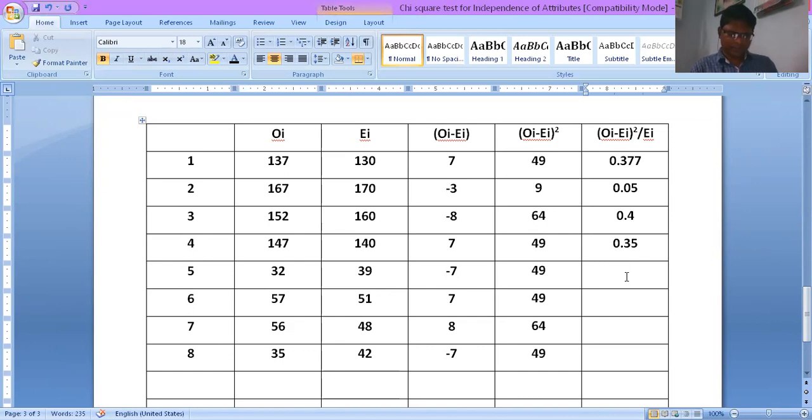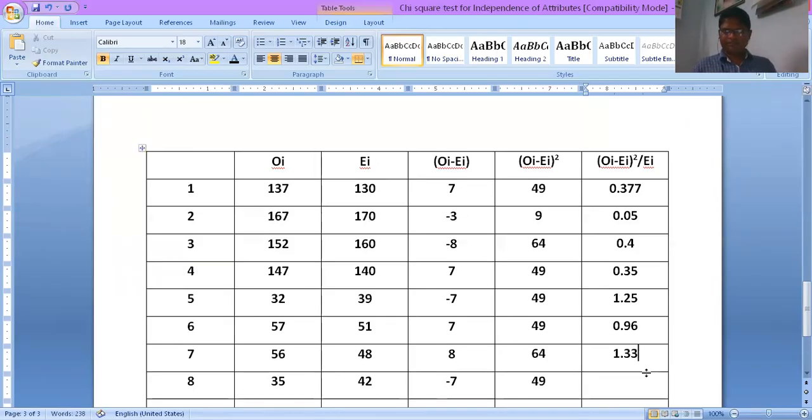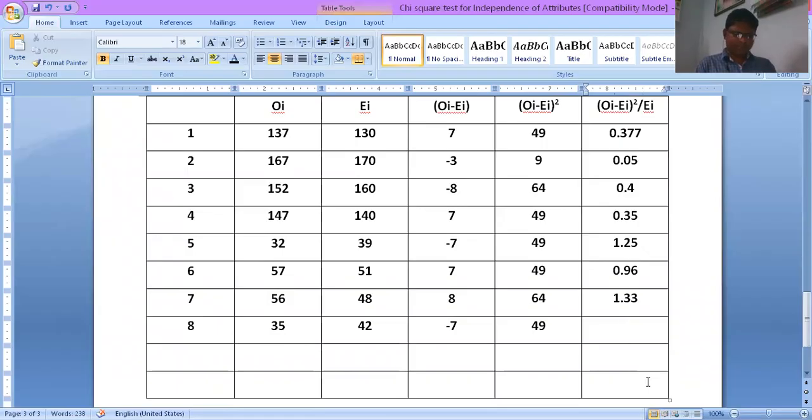Next, 49 divided by 39, 1.25. Next, 49 divided by 51, 0.96. 64 divided by 48, 1.33. Last, 49 divided by 42, 1.16.